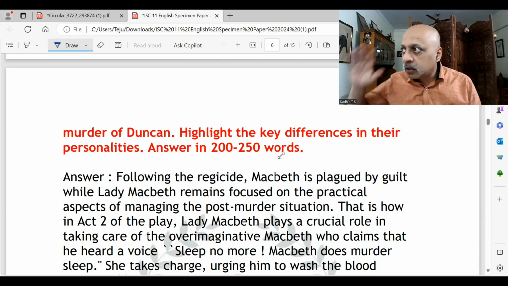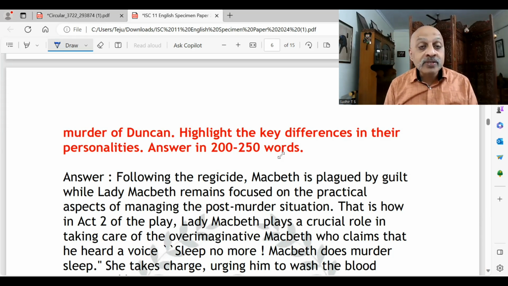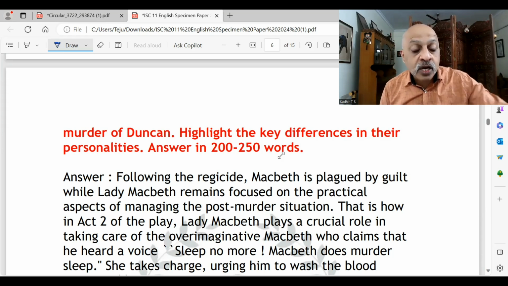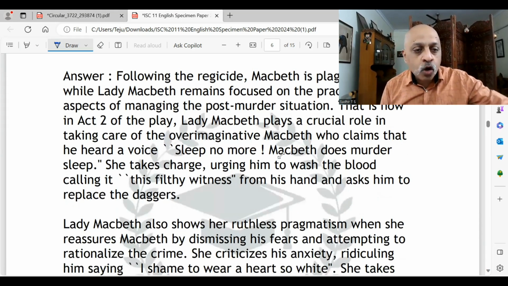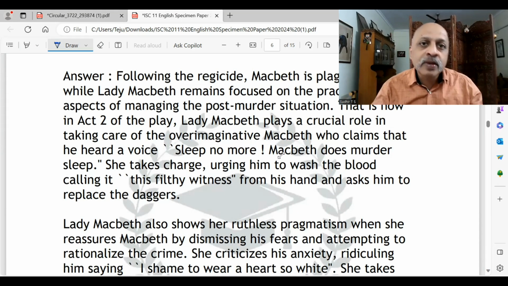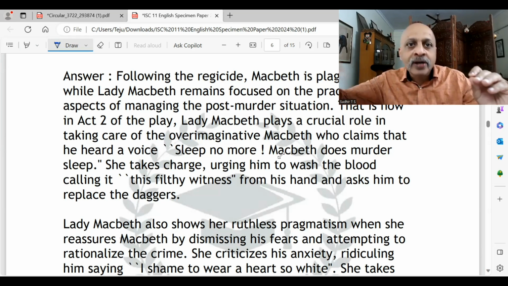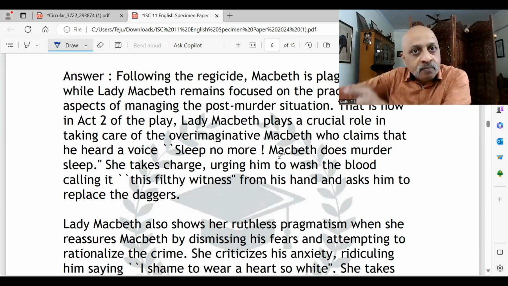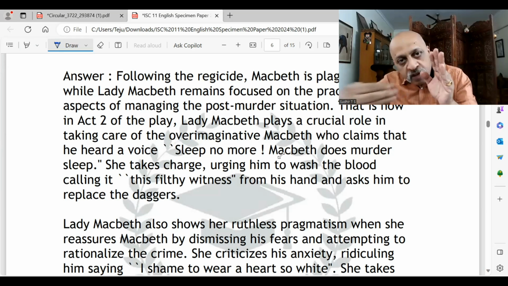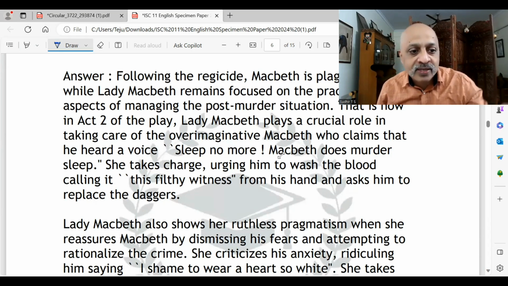What is he imagining about? That he has heard people speaking, right? Who claims that he heard a voice, sleep no more, Macbeth does murder sleep. She takes charge, urging him to wash the blood, calling the blood this filthy witness. Please use as many key phrases and words as possible from this. See how I have woven it into the answer. उसको अलग से लगाने का जरूरत नहीं है. You weave it into the answer itself and ask him to replace the daggers.